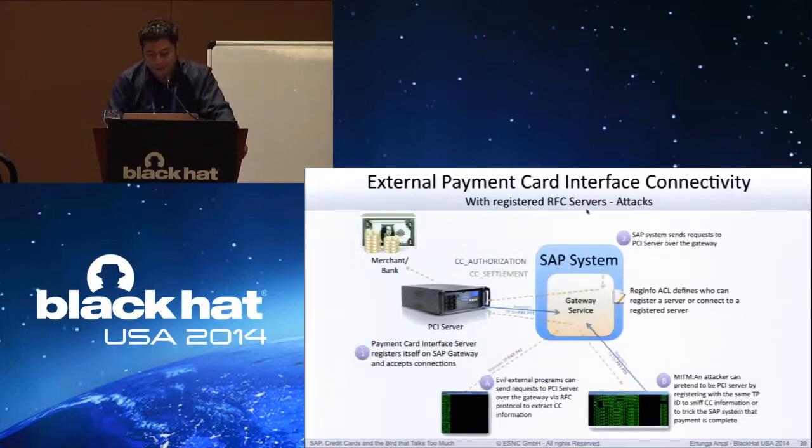So in this case, again, the SAP system is here. In the first case, the evil external program sends the request to the SAP system, which forwards it to the payment card server, and then they can extract the credit card information. In the other one, they can actually block these services, or they can manipulate these services. And if they have a way of, let's say, ordering goods from the company, they can send fake responses saying the transaction succeeded. So they can manipulate that part as well.